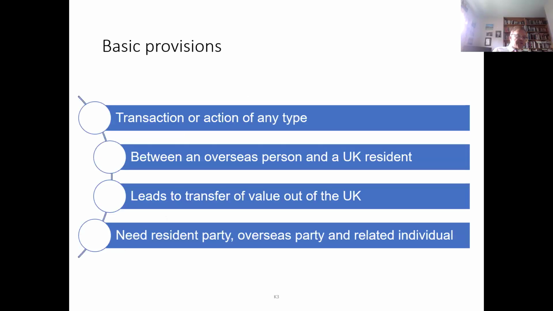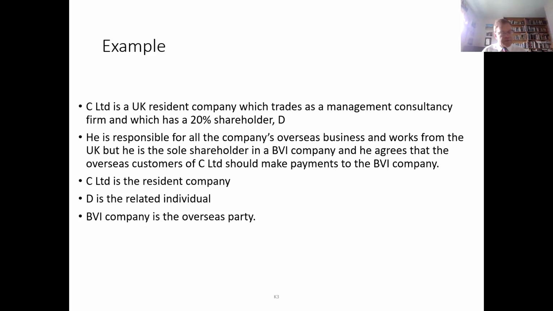It involves a transaction of any type between an overseas person and a UK resident, which leads to a transfer of value out of the UK. And a bit like, famously, the Lady Diana, Princess of Wales interview, you need three parties to this: the resident party, the overseas party, and the individual element, the related individual. If I take one example, and then we'll get our second tea break.